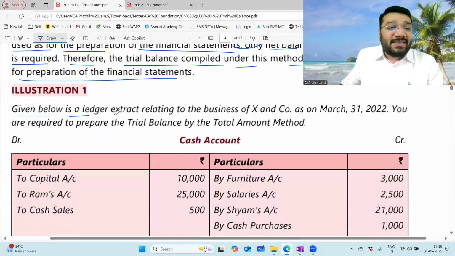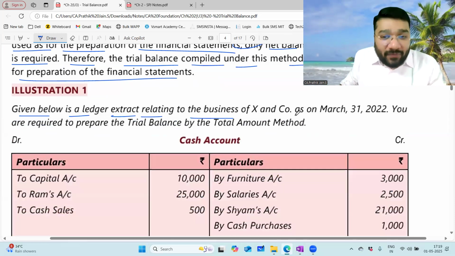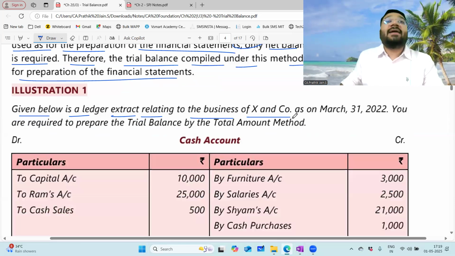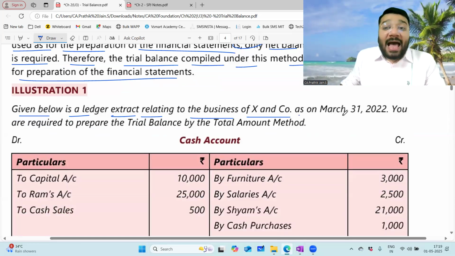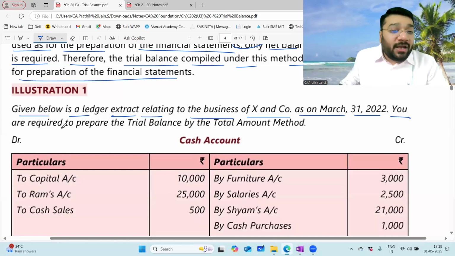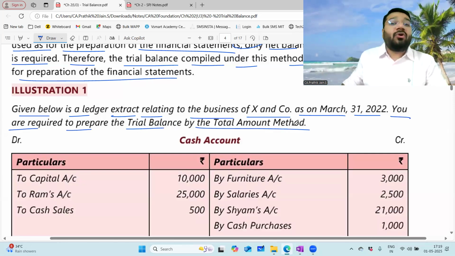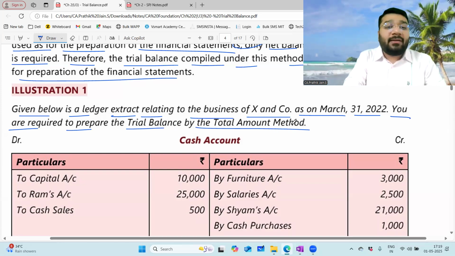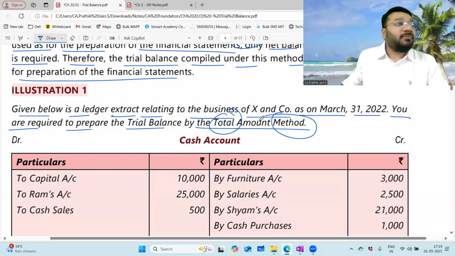Given below is the ledger extract relating to the business of X & Co. Who's the client here? X & Co. As on 31st March 22. So which financial year data is this? 21, 22. You are required to prepare trial balance by total amount method. You are required to prepare the trial balance by total method.